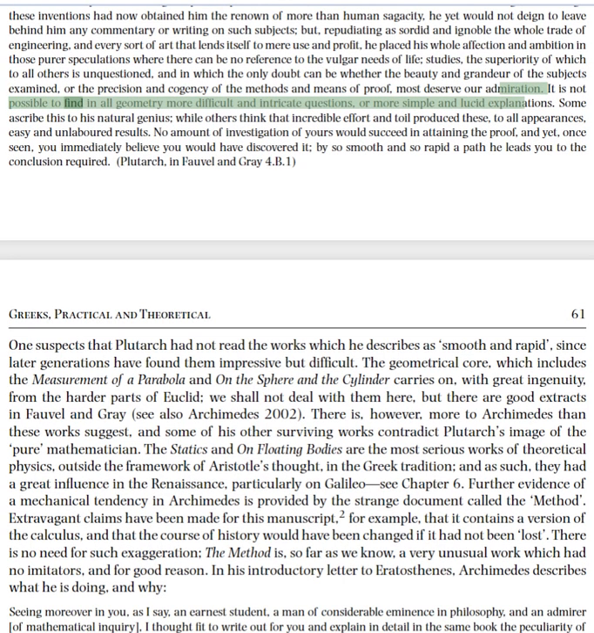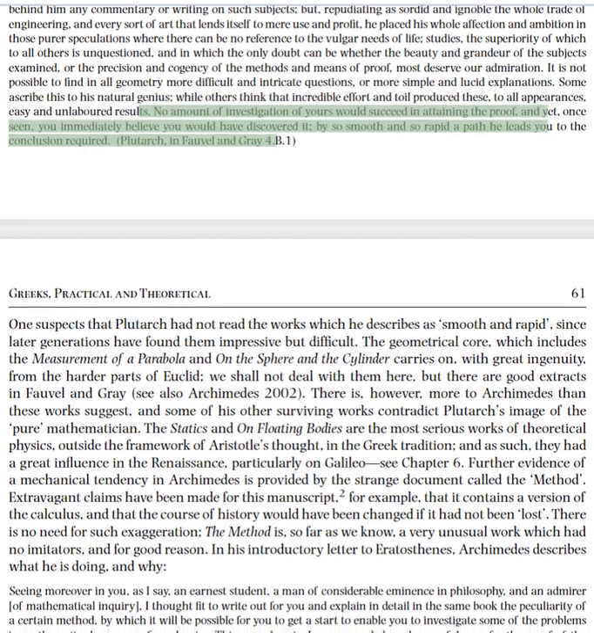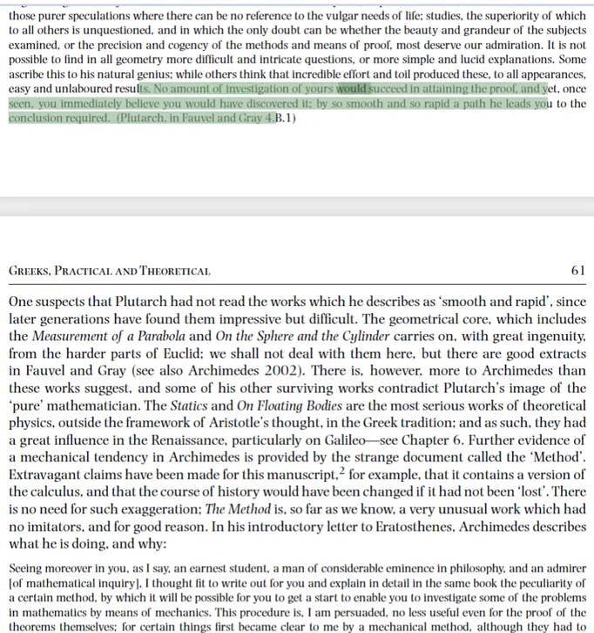It is not possible to find in all geometry more difficult and intricate questions, or more simple and lucid explanations. Some ascribe this to his natural genius, while others think that incredible effort and toil produced these, to all appearances, easy and unlabored results. No amount of investigation of yours would succeed in attaining the proof, and yet, once seen, you immediately believe you would have discovered it, by so smooth and so rapid a path he leads you to the conclusion required."